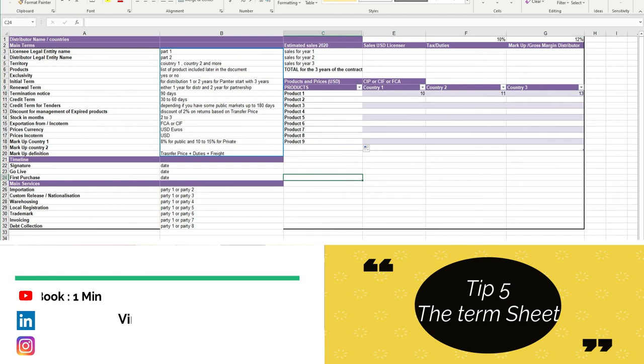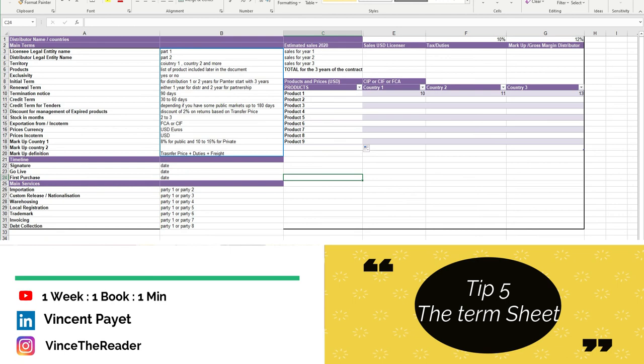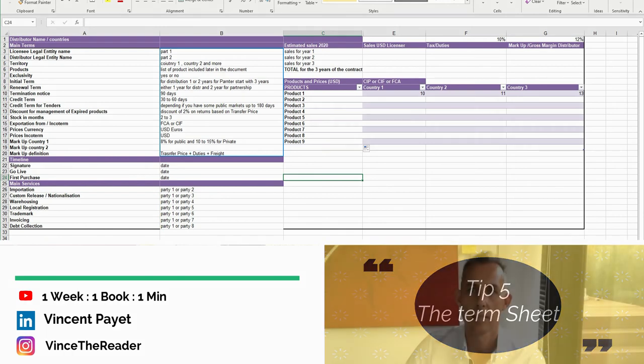So that's it. So you can use this document as a reference for your term sheet. I think it's very useful before starting any negotiation and before starting what would be, I would say, your final draft of a distribution agreement. Not necessary to go on the distribution agreement if you don't first get some approval on the document here.